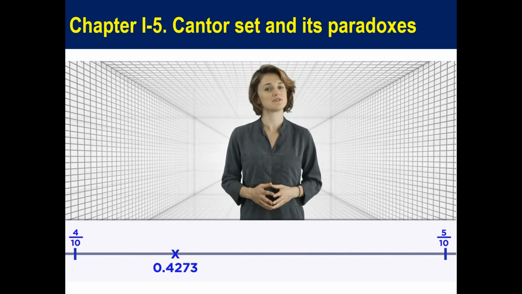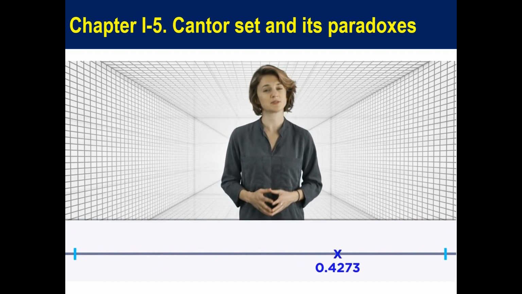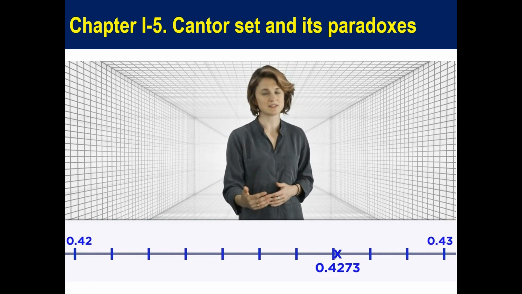Divide that into 10 pieces, then look at the part between the 2nd and 3rd mark, between 0.42 and 0.43. You can keep zooming in, dividing by tenths. Well, the same thing works in base 3.